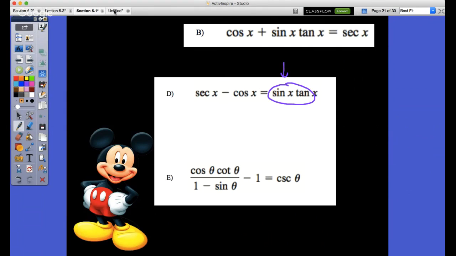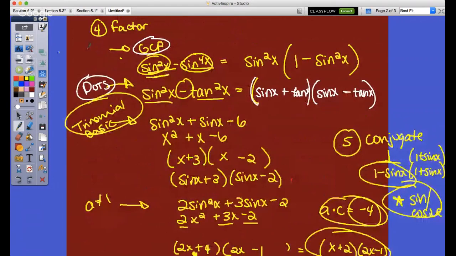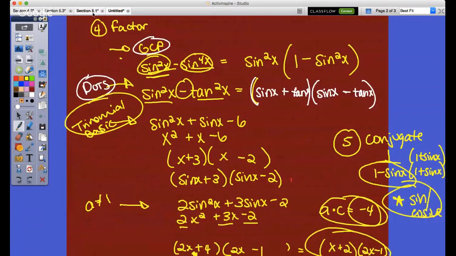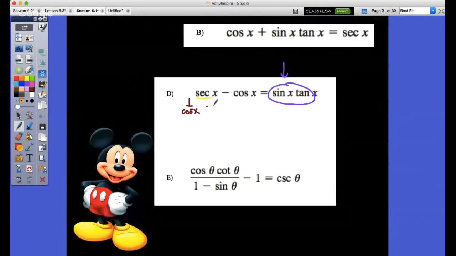The next question I have is, what is occurring? If I come to my basic identities, there's not really any that are crazy out there. There's nothing squared. We are adding and subtracting, but they're not fractions, so we can't do much yet. We can't factor a GCF, there's no square root, and there's not a trinomial here. So when in doubt, we're going to change to sine and cosine. Secant will turn into 1 over cosine of x, and then we'll do minus cosine of x over 1.